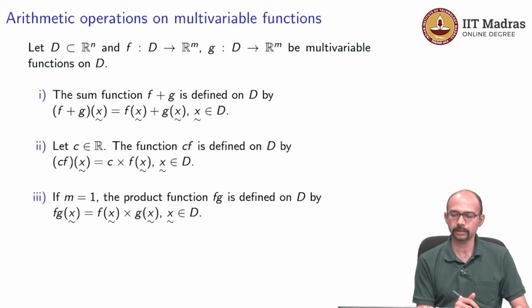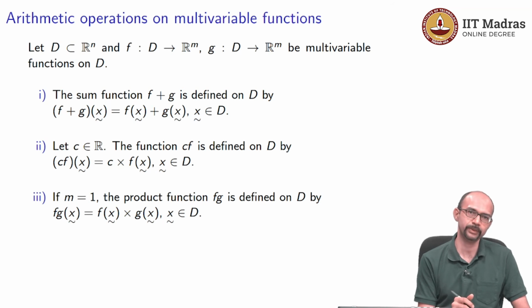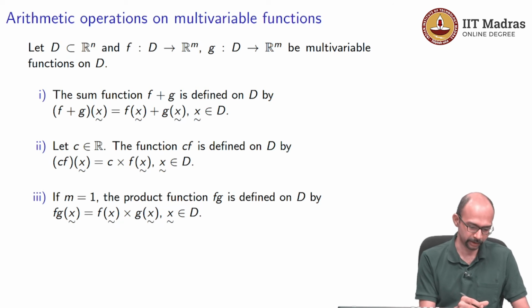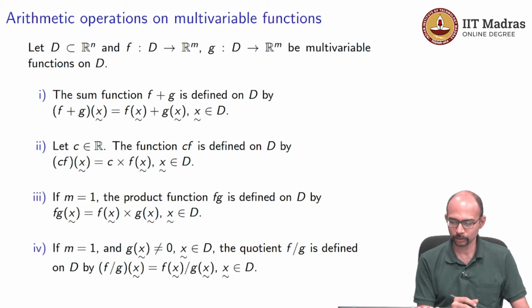Then we can even talk about the product. The product function f g is defined on D by f g of x tilde is f of x tilde times g of x tilde. This makes sense because you can multiply real numbers. So, the same way as we did for single variable functions, you can do this for scalar valued multivariable functions, and for the same reason you can also divide, but provided the denominator is non-zero.